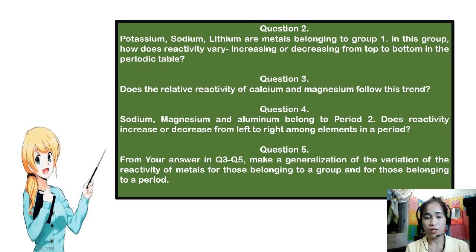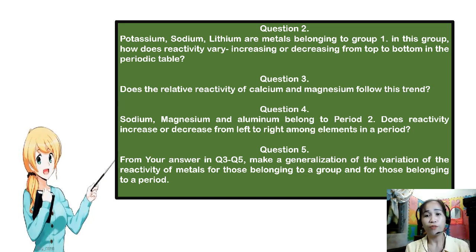For question number 3, does the relative reactivity of calcium and magnesium follow this trend? Question number 4. Sodium, magnesium, and aluminum belong to period 2. So does reactivity increase or decrease from left to right among elements in a period? And for question number 5, from your answers in questions 3 and 4, make a generalization of the variation of the reactivity of metals for those belonging to a group and for those belonging to a period.